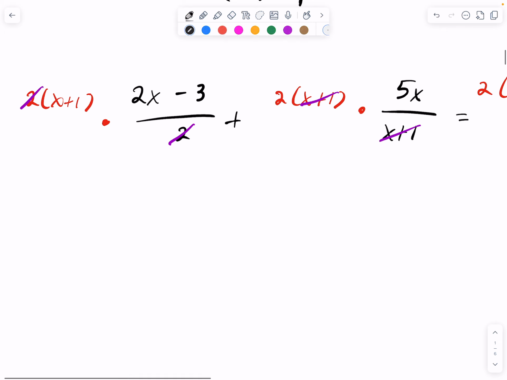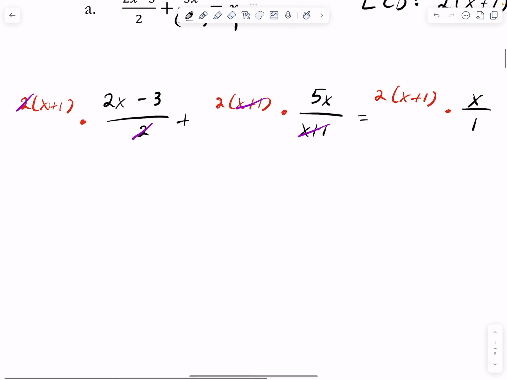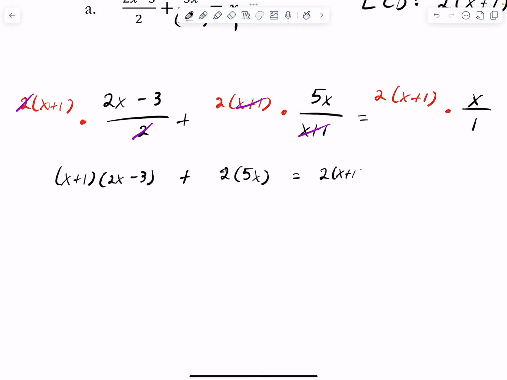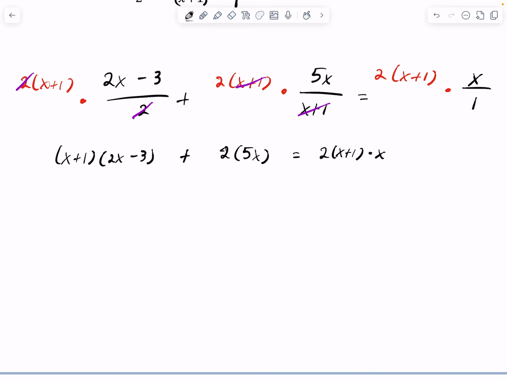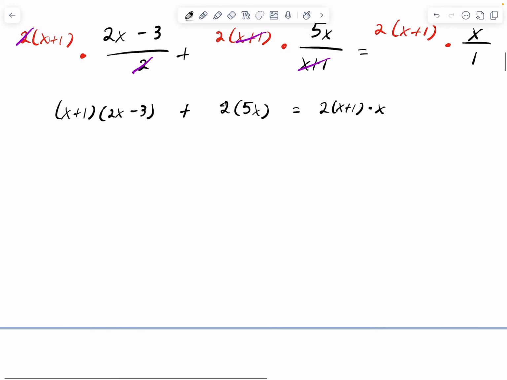Once I cross out the stuff that's going to go away, I'm going to multiply this x plus 1 times the 2x minus 3. All right, that's what's remaining. Plus, what's remaining here is the 2 times the 5x. And finally, like I said, nothing crossed out there. So it's going to be 2 times x plus 1 times x. And now you'll notice every single denominator is gone. All right, let's go ahead and distribute.